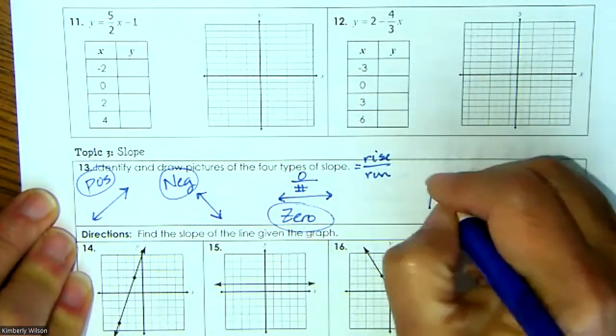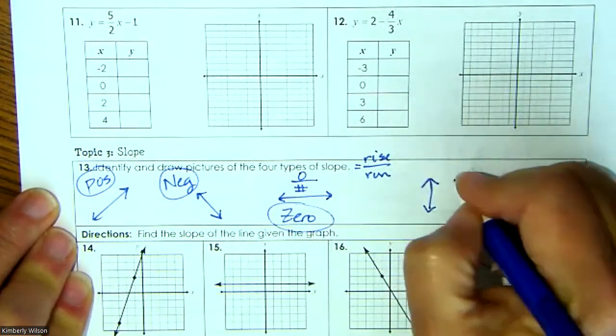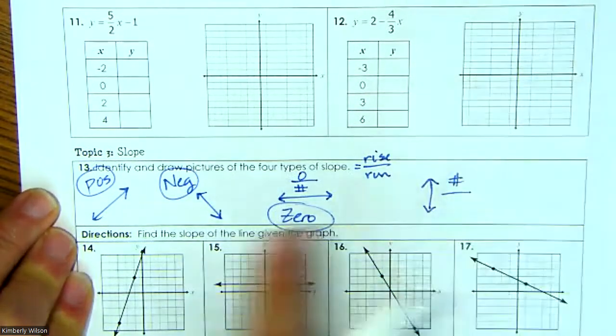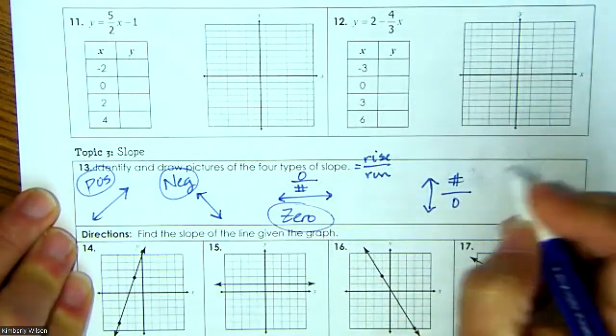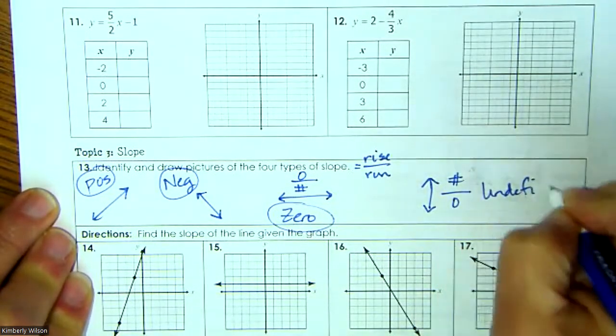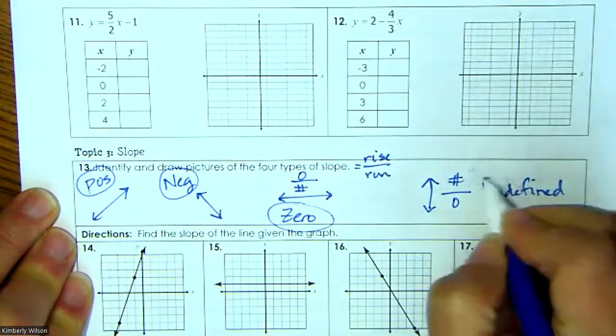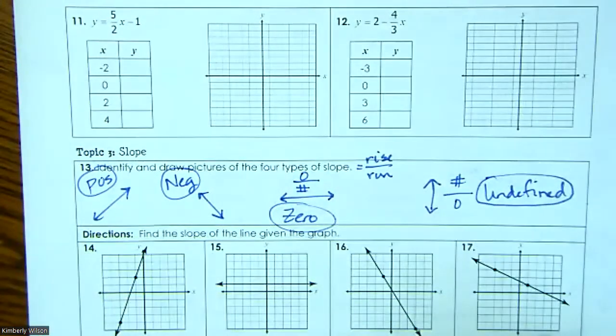And then last, we have the vertical, which means based on rise over run, I'm going up all day long. I'm not running. I'm not going left or right at all. So the 0 is in the bottom. Anytime the 0 is in the denominator, it is called undefined. So now you look at your graphs and you determine it.